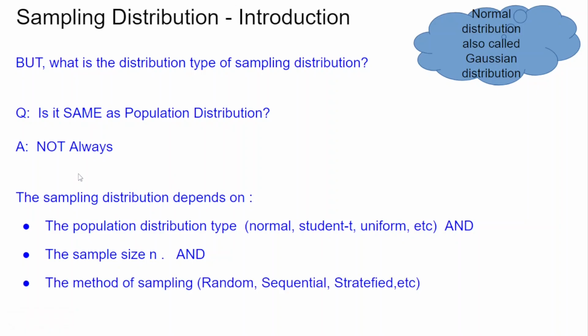And the third one is the method of sampling, which means we have used random sampling to build a sample distribution. In our previous slide, that's what we discussed. But that need not be the only approach. People have tried various other sampling approaches like sequential sampling, stratified sampling, and these approaches will obviously build up a slightly different sampling distribution. Okay.